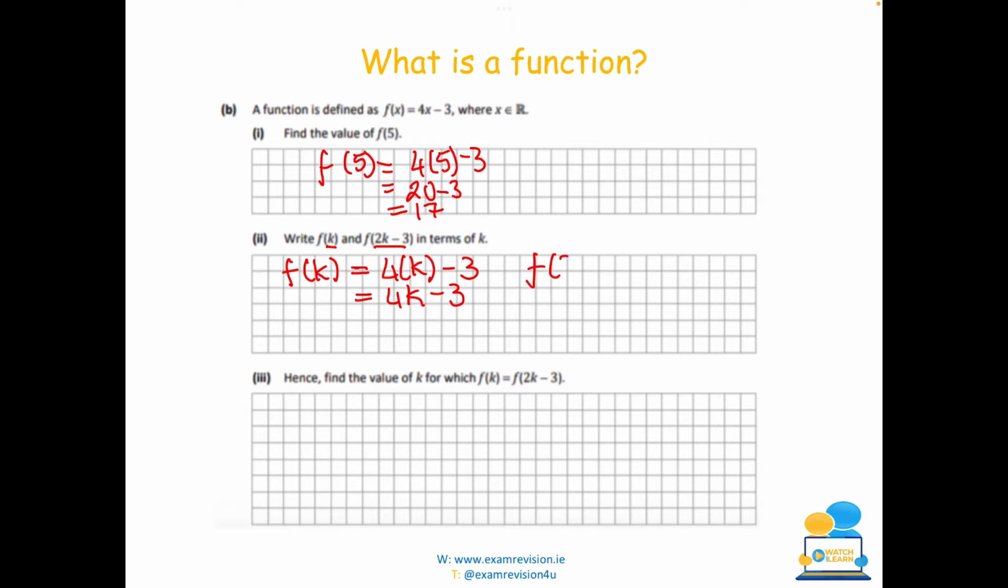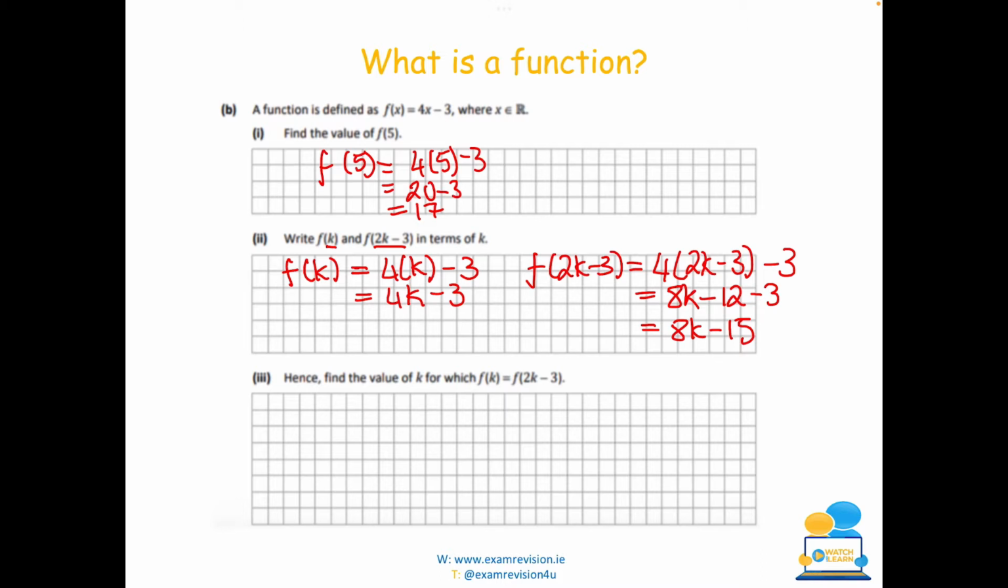Right, f of 2k minus 3 now. So everywhere we had our x, we're substituting in 2k minus 3. So 4 by 2k minus 3, minus 3. Now what we need to do here is we need to multiply out the bracket to get our final answer. So 4 by 2k will be 8k. 4 by minus 3 is minus 12, and we have minus 3. So our answer is 8k minus 15.